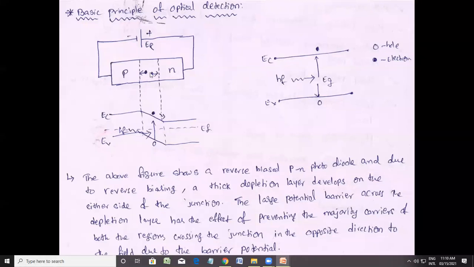At this time, the photons enter. What is the energy of a photon? The photon energy is equal to hf. What is the Eg? The energy gap for the depletion layer, right? Whenever the photon comes, automatically the atom in the lower layer, that is the valence band, absorbs the photon and moves to the conduction band.